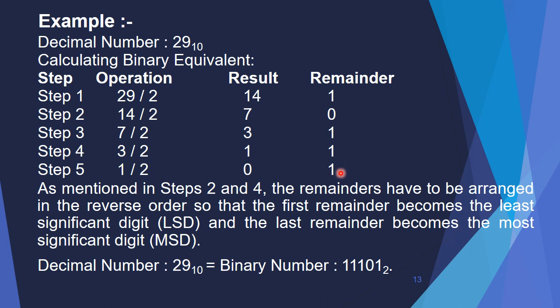Reverse order, from the bottom to the top. So you have to arrange: the first remainder becomes the least significant digit, and this last remainder becomes the most significant digit, that is to be written initially over here. So like this you will write 11101 to the base 2. Yes, I hope you have understood. If still you haven't understood, you can connect me.